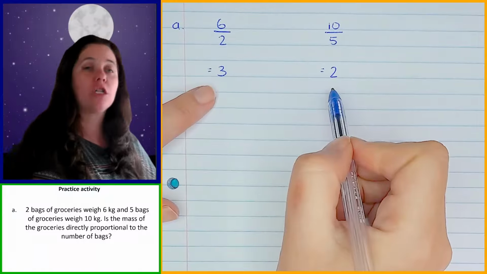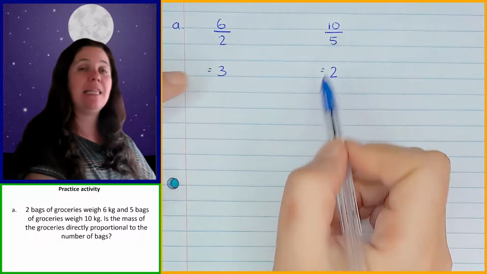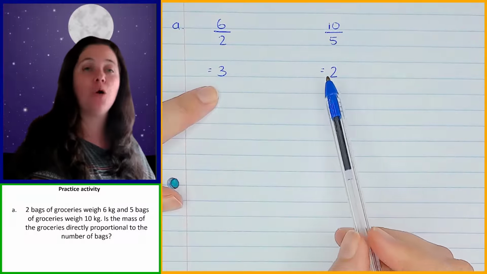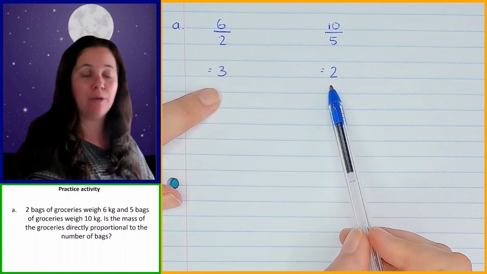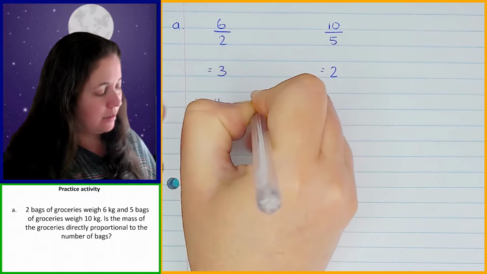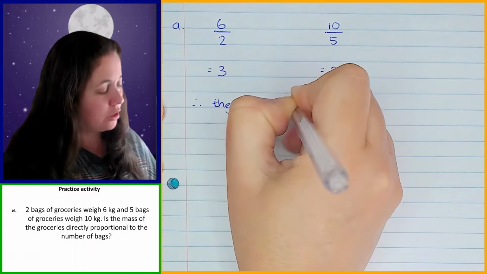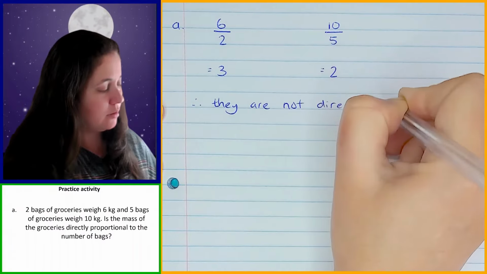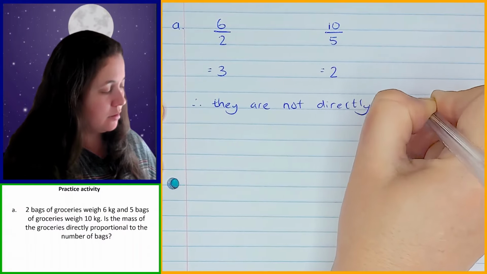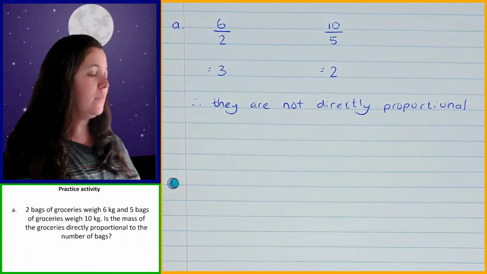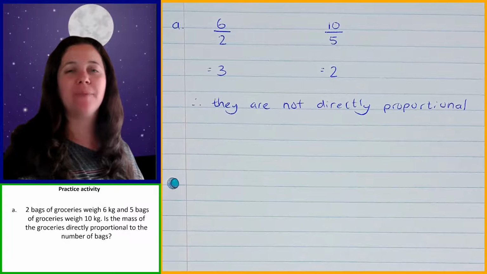Now these are not the same as each other, which means that these are not going to be directly proportional. They would be directly proportional if they both gave me the same number, but they don't. So now I can say, therefore, they are not directly proportional. Okay, so that's what you should have got for question A. Now let's go on to question B.